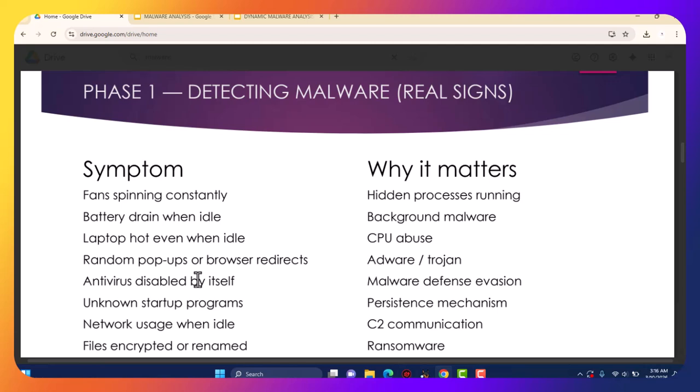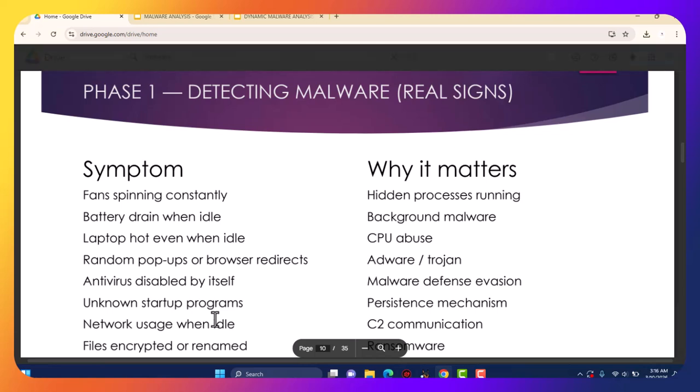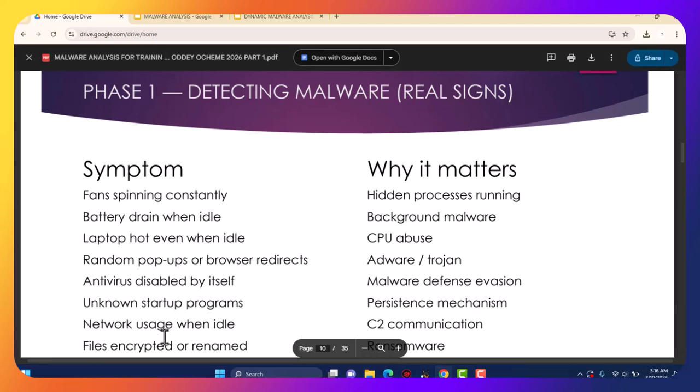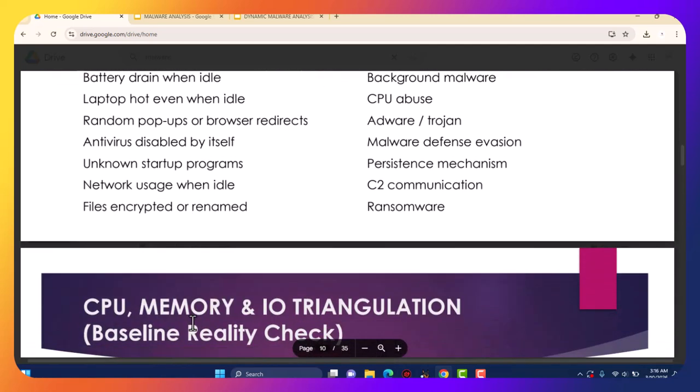The malware went and invaded the antivirus and then weakened the system. So there is nothing protecting the system again. So you can see that the antivirus is disabled, or unknown startup programs, something that you did not start running on its own, or network usage when it is idle, or files being encrypted or renamed, are signs that there is malware at your doorstep.